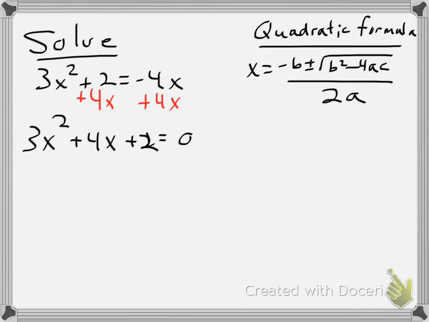Now is when I can identify my a, b, and c. A is 3, b is 4, and c is 2. So again, I shouldn't identify my a, b, and c until I have all my terms on one side. Doesn't matter which side it is for the quadratic formula, it just has to be on one side.